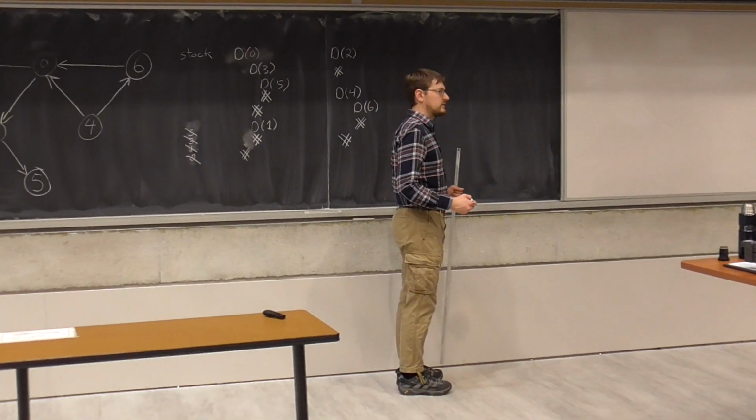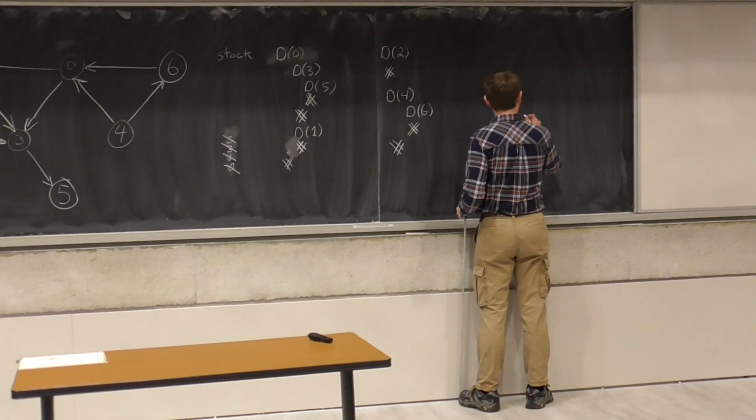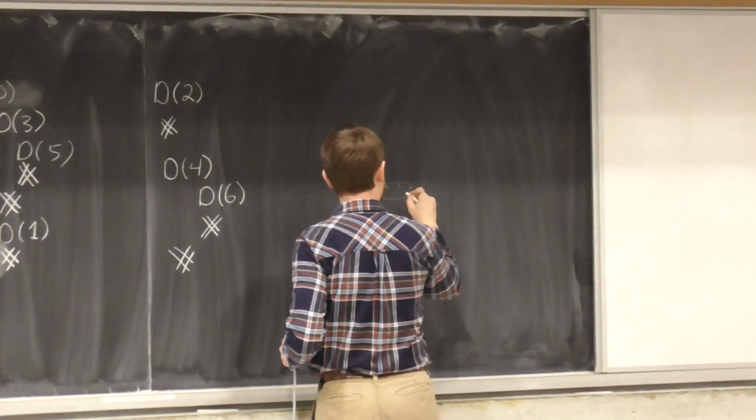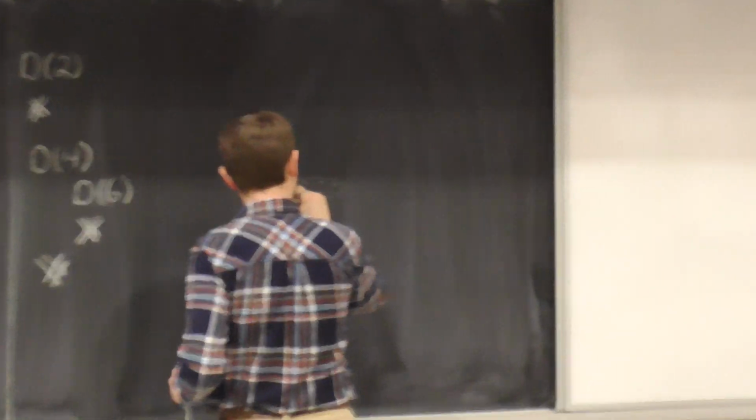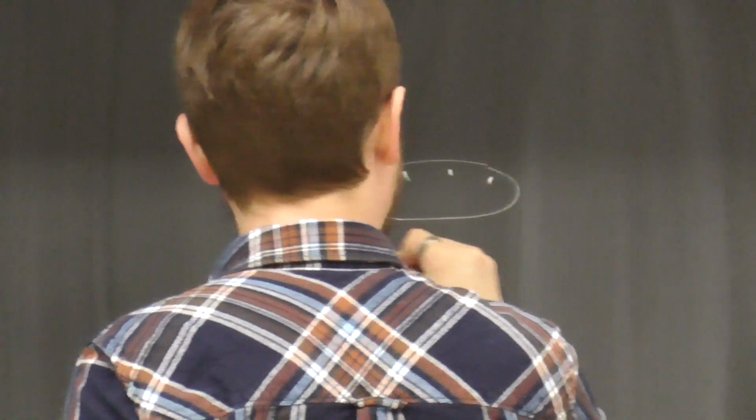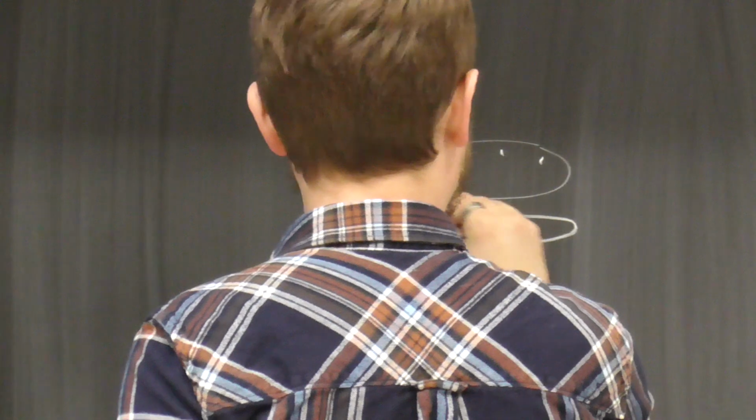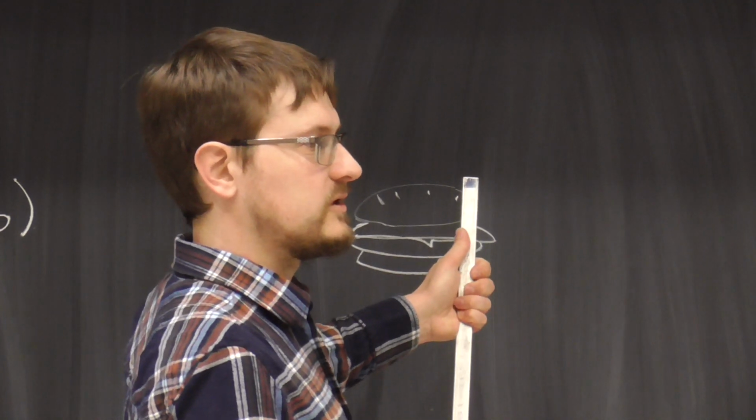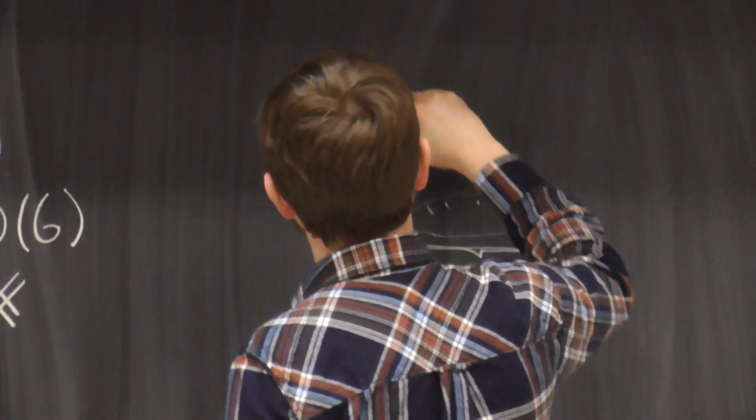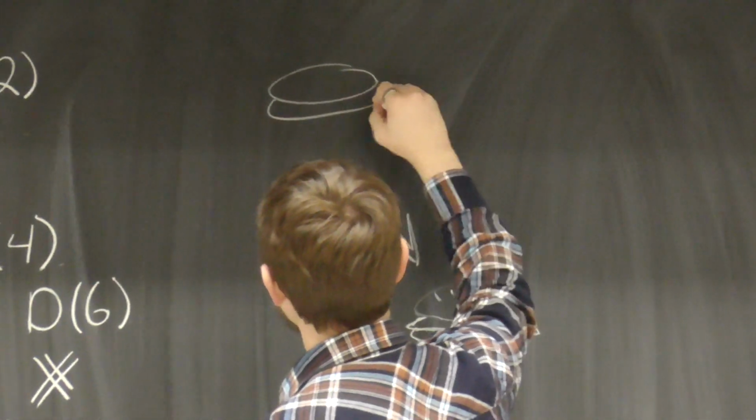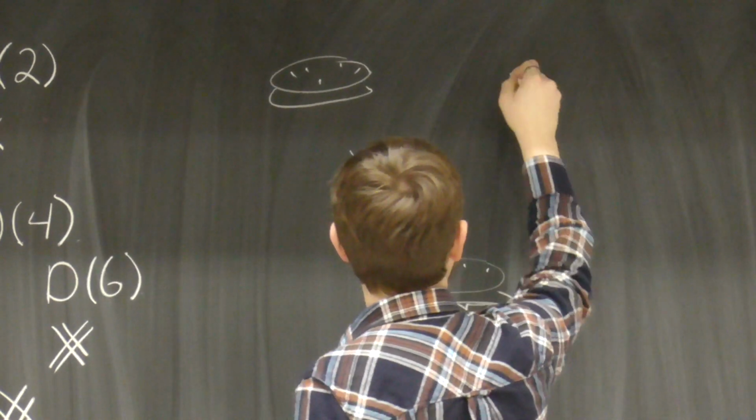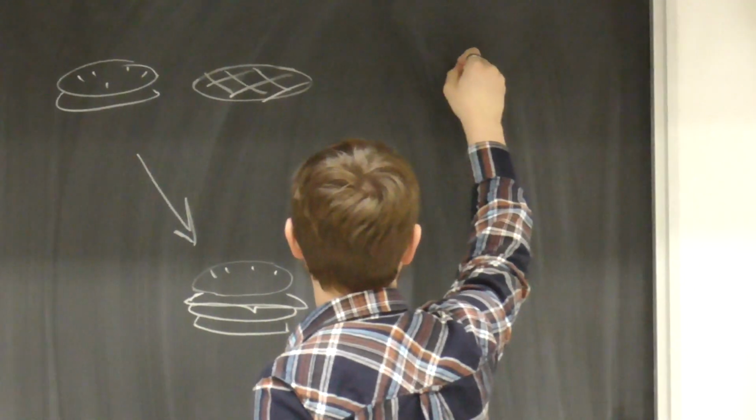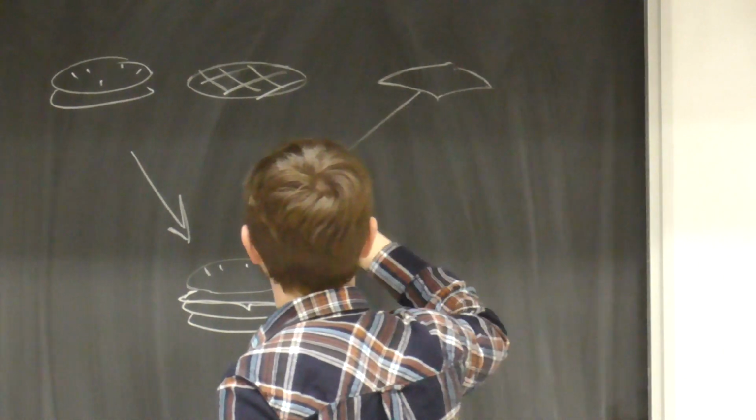So if we're making a cheeseburger, with the cheese and the buns, making the cheeseburger is dependent on making the bun, making the meat, and making the cheese.